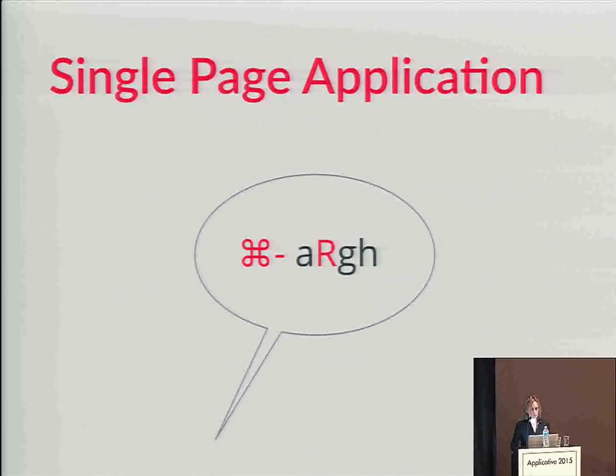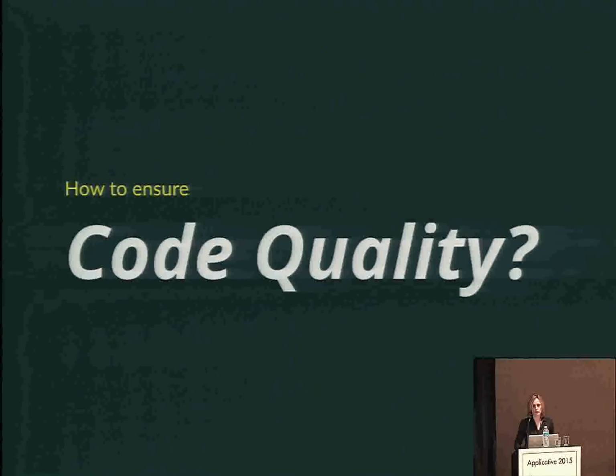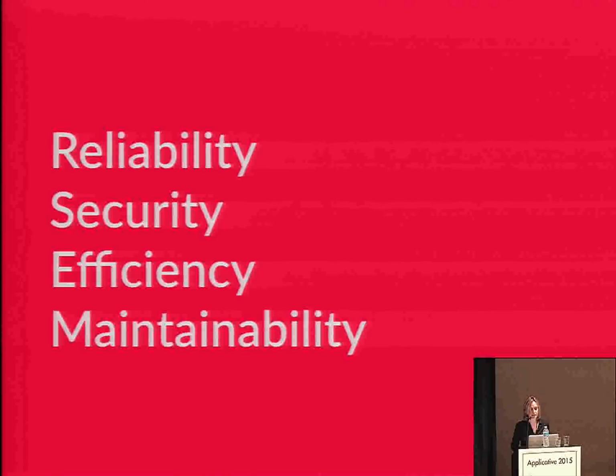And so if you want to have a successful single-page application, you need to put discipline and structure in your JavaScript and CSS files. And how do you ensure code quality? Exactly the same way as you do for every piece of software out there. You need to make sure it possesses those 4 traits, which are reliability, security, maintainability, and efficiency.